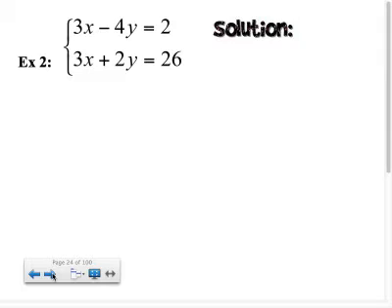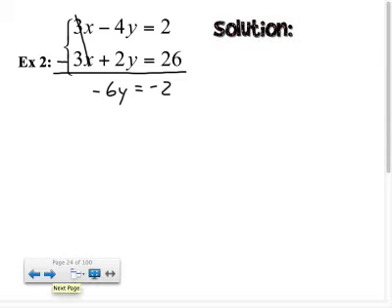Okay, example 2, I see I have 3x and 3x, and so the way I can cancel those out is by subtracting the two equations, because 3x minus 3x is 0x, so those cancel. Negative 4y minus 2y is negative 6y, and 2 minus 26 is negative 24. And so now I just divide both sides by negative 6. That tells me that y equals positive 4.